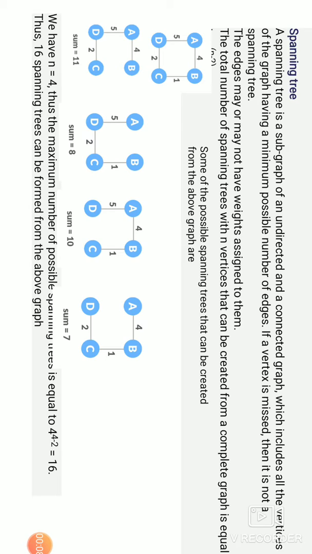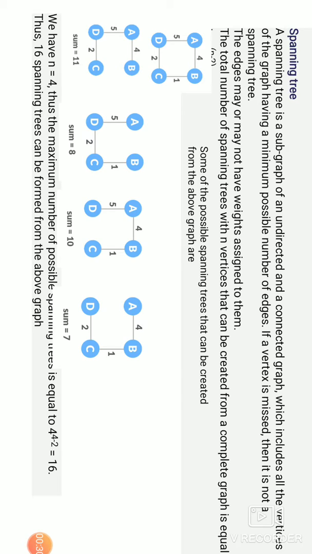Hello, today's topic is Prim's algorithm. Before we begin with Prim's algorithm, it's very important to know what is a graph and what is a spanning graph or a tree. So, what is a graph? A graph is a set of vertices and edges which connect those vertices.